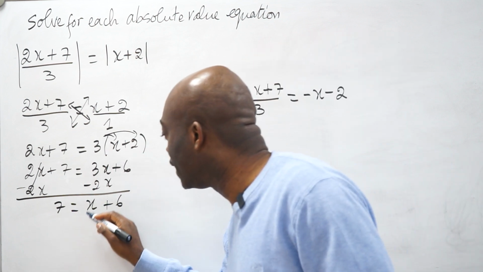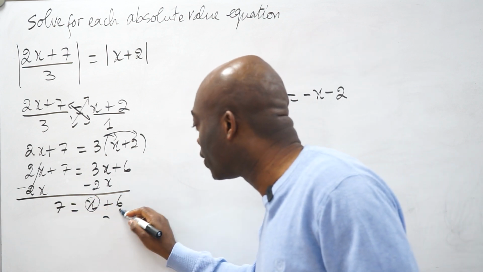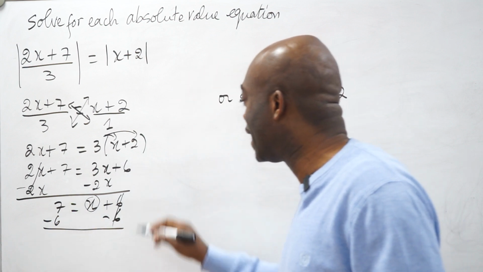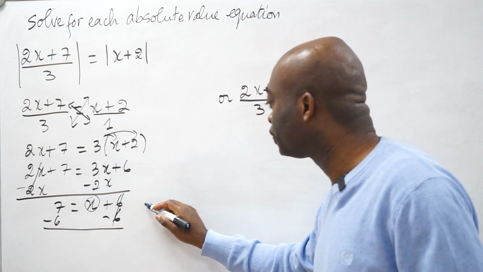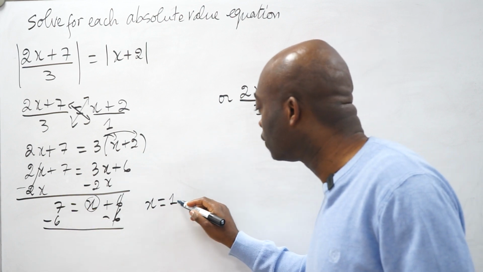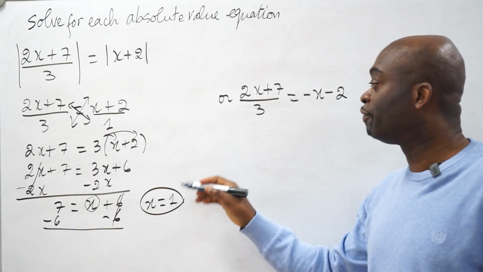All right? And now you're solving for x. Don't forget that's your target. So that means 6 has to go, by subtracting negative 6, negative 6. So you end up with x equals 7 minus 6, which is 1. You're done. Okay, so the first one is finished.